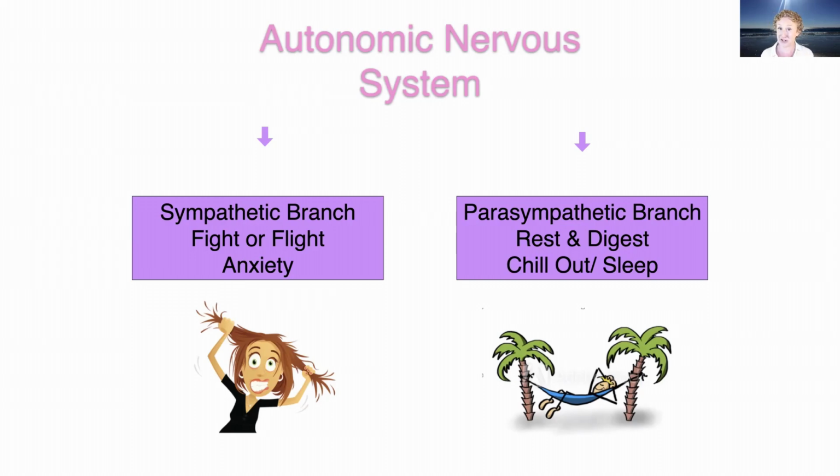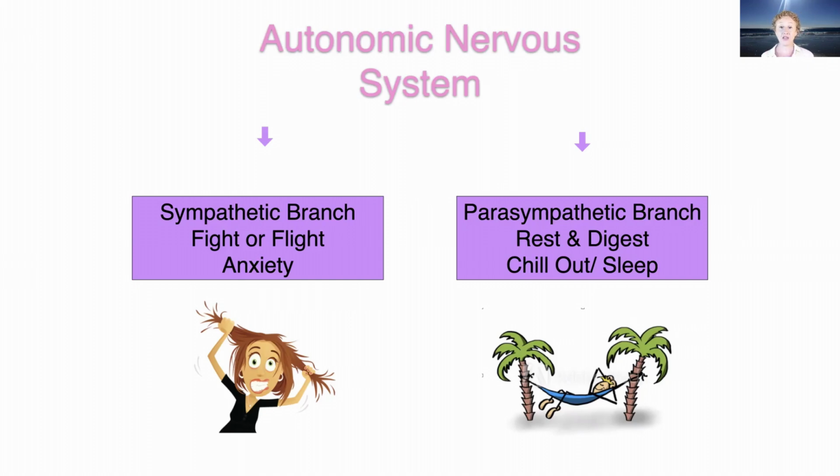Now, it has two branches. I know this is a little bit detailed, but those two branches are pretty important when we're looking at our state of emotional arousal, right? So we have the sympathetic branch and the parasympathetic branch. The sympathetic branch mediates the fight or flight mechanism, which is the anxiety response, right? The stress response. The parasympathetic branch is the rest and digest system, the chill out, relax. It's the state we need to be in to go to sleep. So that's our resting state.